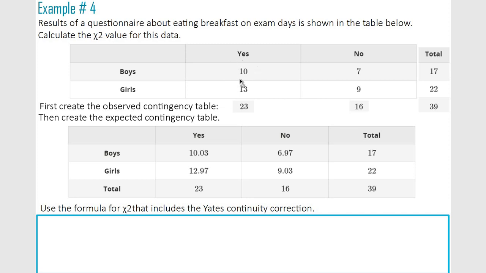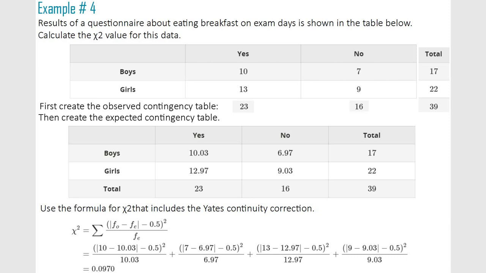Okay, so for the spot where the 10 is, you take that row, that column, total, divide by that. Then you've got your expected contingency table. Now we notice it's a 2 by 2, so we have to do the Yates continuity correction, and we use this fancy formula.